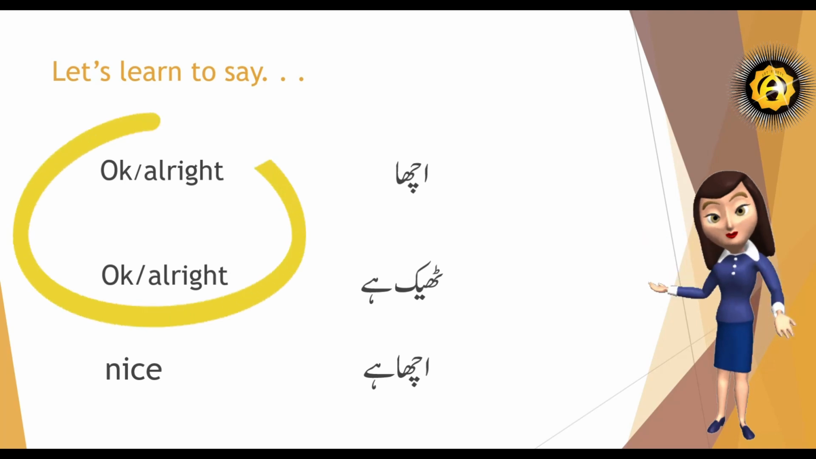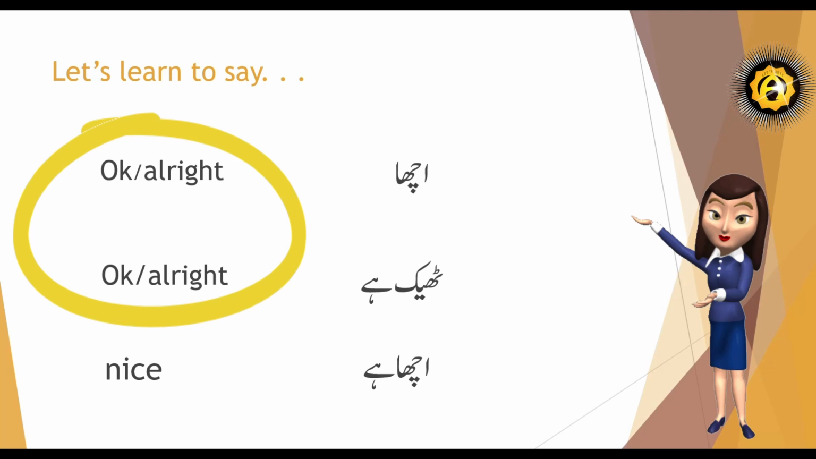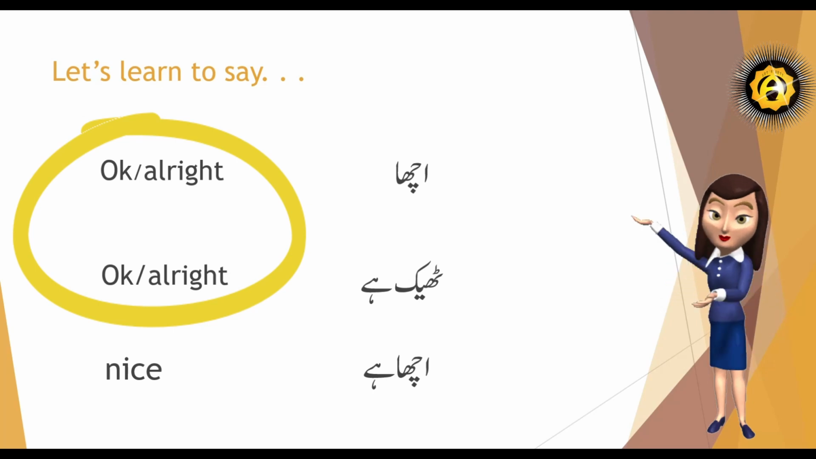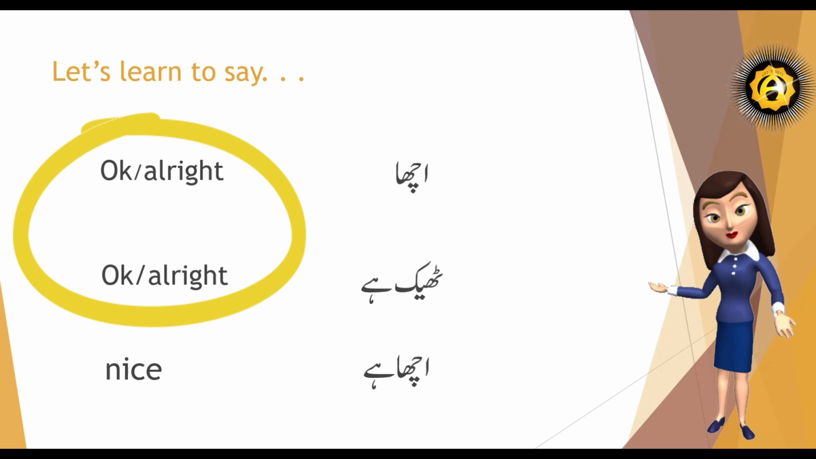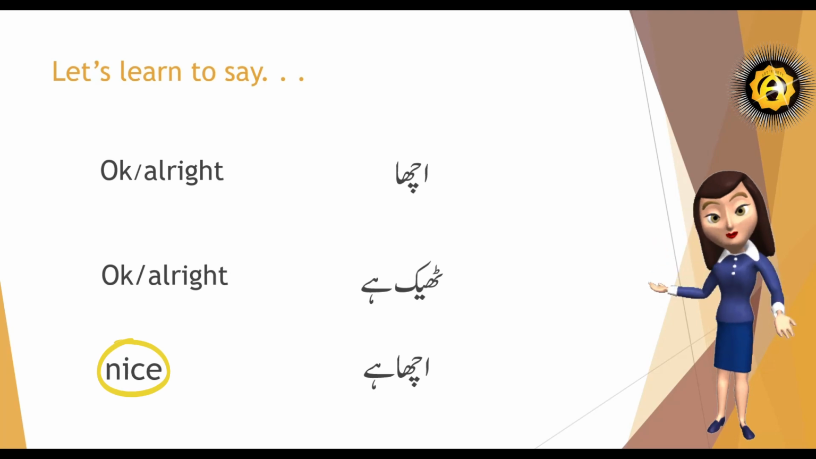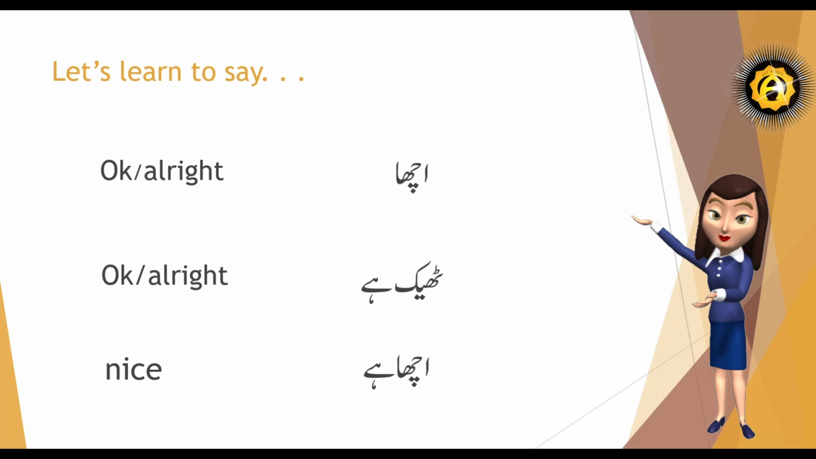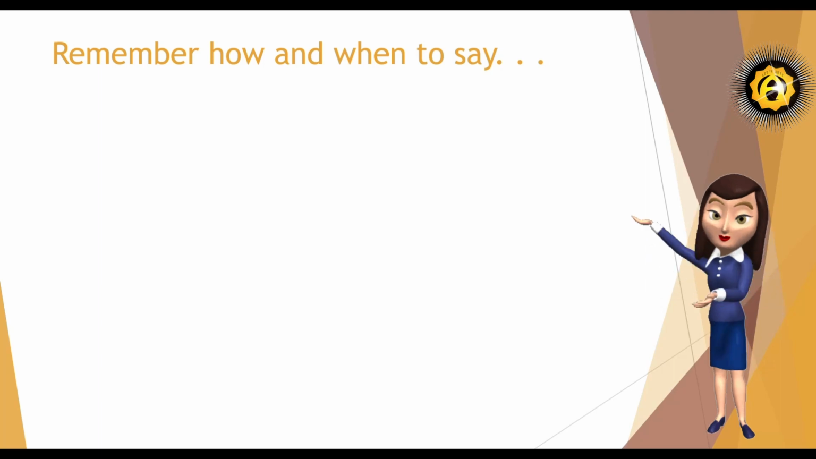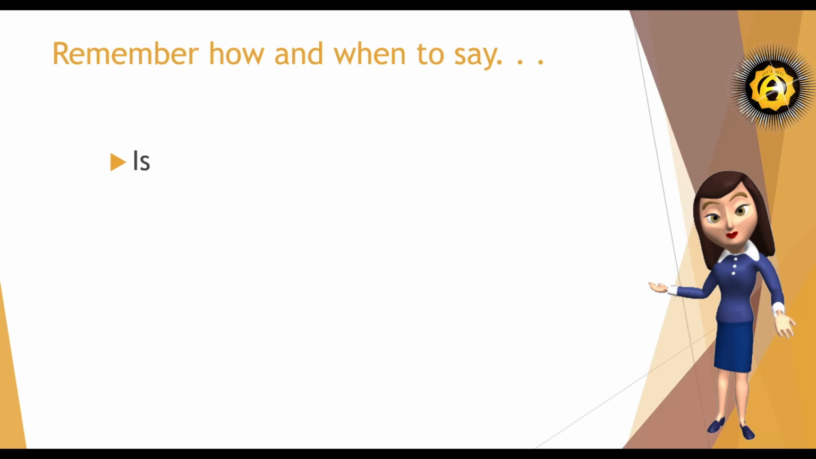So when we are saying okay or all right in English, in Urdu we say अच्छा, or we say ठीक है, or we say both of them together and we say अच्छा ठीक है. Okay, I hope that you understand that. Then when we are saying something is nice, we say अच्छा है. Repeat and revise, alright?